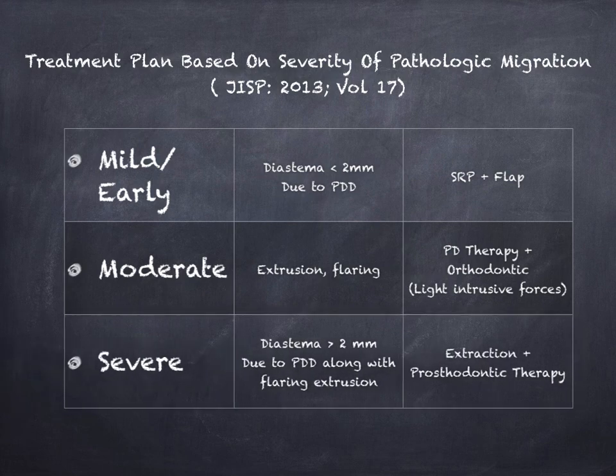But in severe cases where the diastema is greater than 2 millimeters, along with severe extrusion and flaring, all due to periodontal disease, the treatment modality would include extraction of that particular tooth and initiating fixed prosthodontic therapy either in the form of an FPD or an implant.